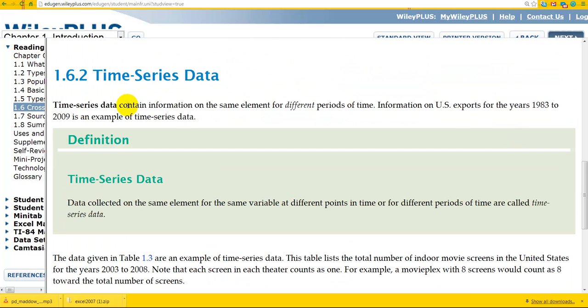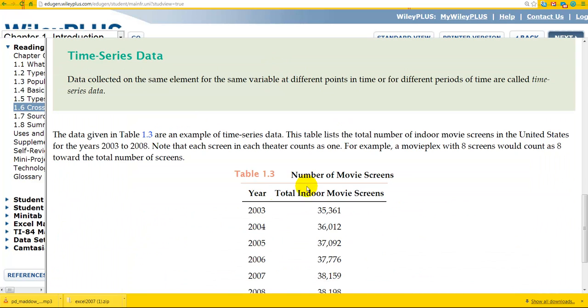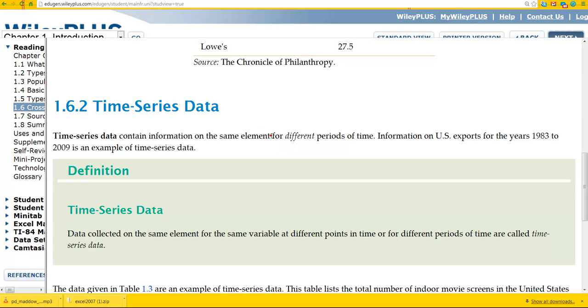On the other hand, time series data contain information on not different elements, but on the same element. Same element, number of movie screens is the same element, for different periods of time. Information on U.S. exports for the years 1983 to 2009. So U.S. exports is the same element 1983, same element 1984, same element 1985, but the value will be different, of course. In 1983, the exports will be different than in 1984, and those will be different than 1985, and so on. Over time, data collected on the same element for the same variable.